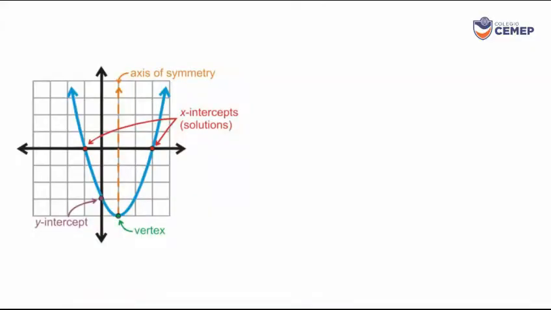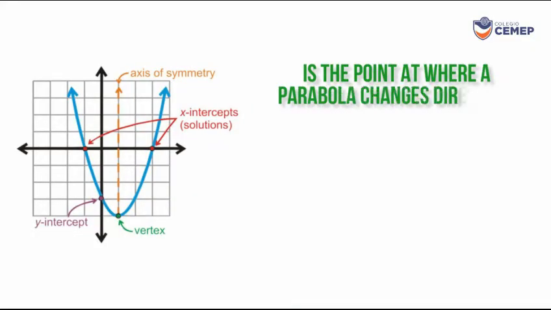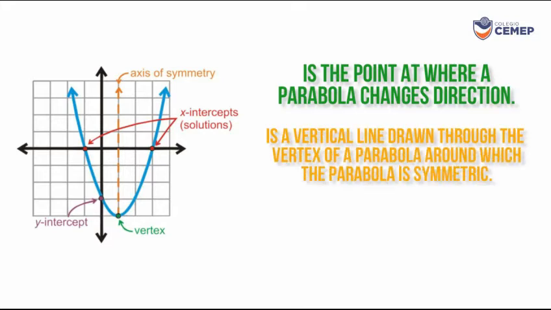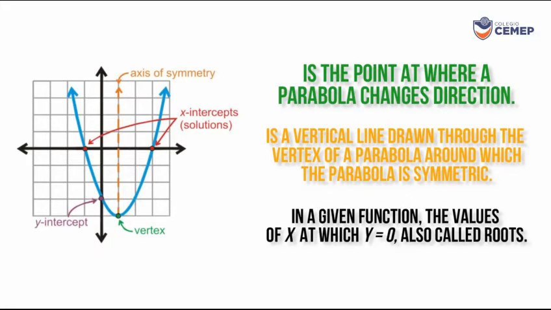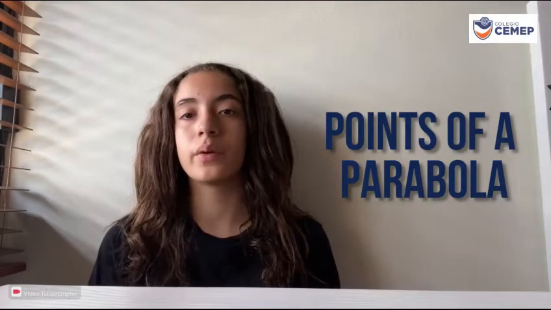Now let's talk about the parts of a parabola. First, we have the vertex, which is the point where a parabola changes direction, corresponding to the minimum or maximum value of the quadratic function. Then we have the axis of symmetry, which is a vertical line drawn through the vertex of a parabola around which the parabola is symmetric. And let's finish with the zeros, which are the values of x of a given function where y equals 0, which are called roots. Now, I'm going to introduce you to the points of a parabola.